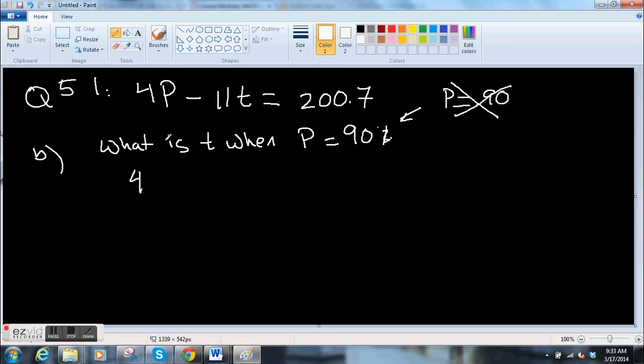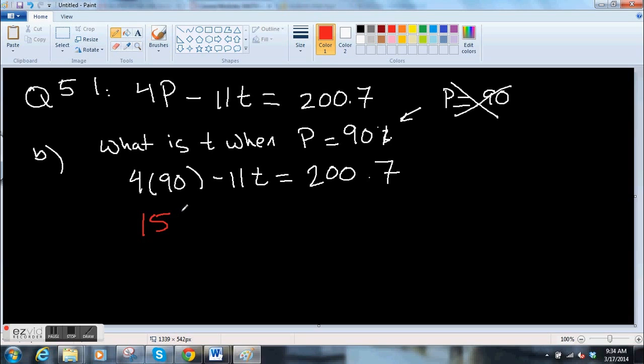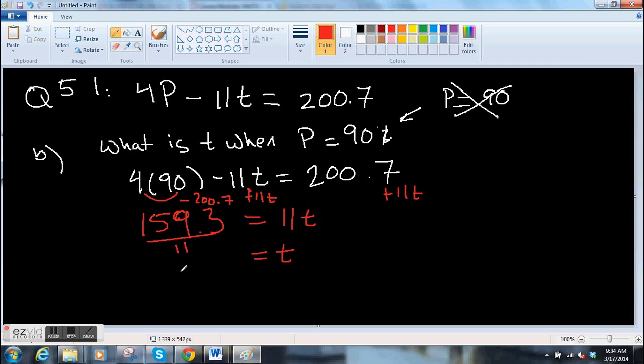So we're going to plug in P equals 90 into our equation, 4 times 90 minus 11 times T, and we're going to solve for T, for time. So now I can put the T on the other side here. I'm doing a couple of different steps here all at once. 4 times 90 minus 200.7 equals 11T. So I'm putting the plus 11T on either side. So now I'm going to solve for T. It's 159.3 divided by 11.